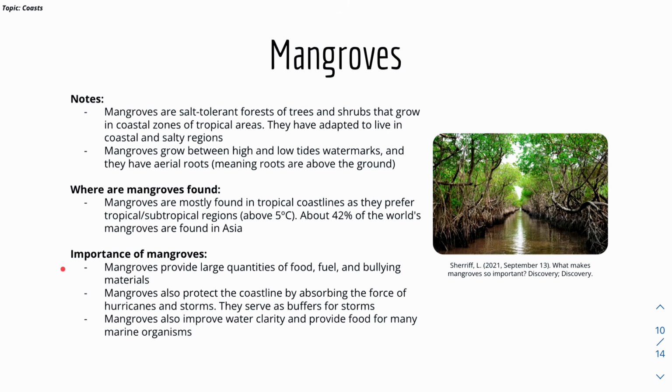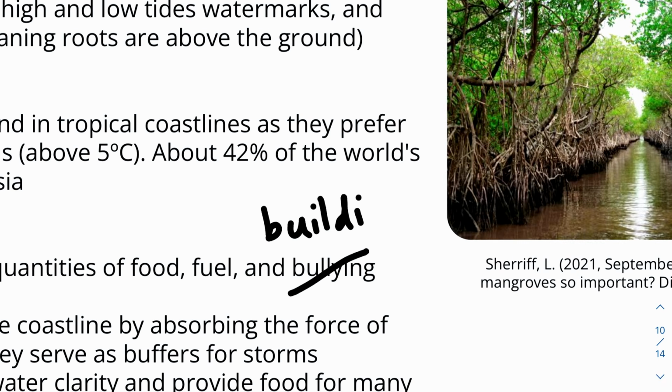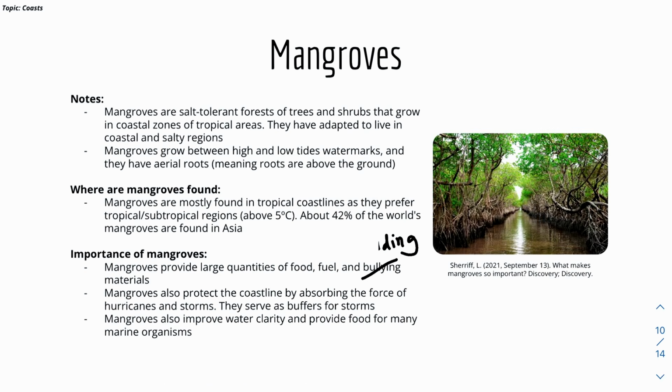So here's the importance of mangroves. Mangroves provide large quantities of food, fuel, and building materials. And they also help to protect the coastline by absorbing the force of hurricanes and storms. So they serve as a buffer for storms.